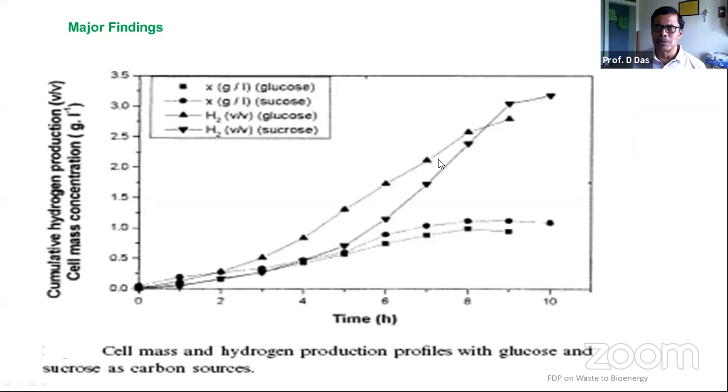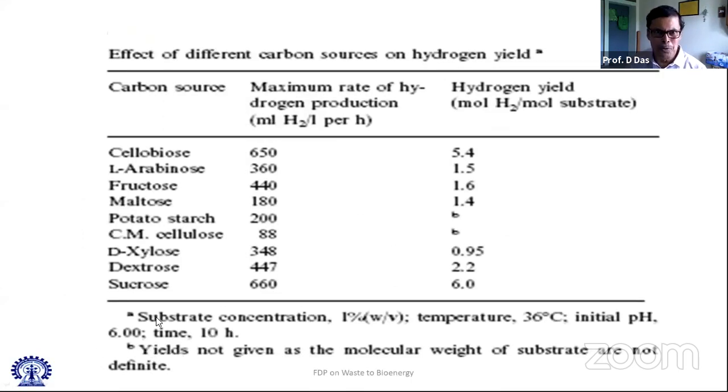This is the hydrogen production profile using glucose and sucrose. With glucose, the rate of production is very fast initially, and with sucrose the rate of production increases after some time. We tried to find out which different carbon sources are good for hydrogen production. You can see that cellobiose and sucrose lead to hydrogen production, and fructose gives a much higher hydrogen production.